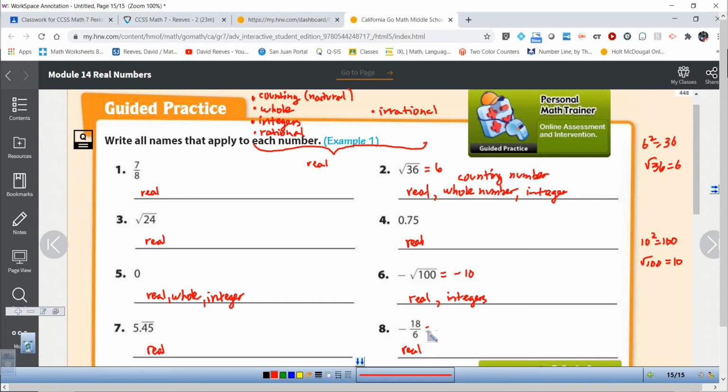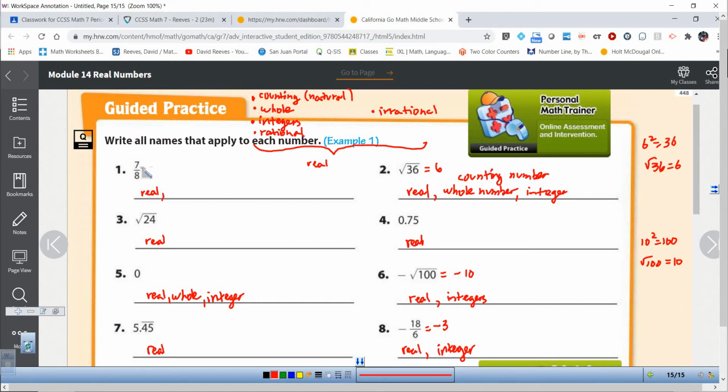Oh, look at this one. Negative 18 divided by 6, that simplifies to negative 3. All right, can you represent negative 3 on your fingers? No, so it's not a counting number. It's not a whole number because whole numbers can't be negative, but it is an integer. Okay. All right. Now let's go back up here.